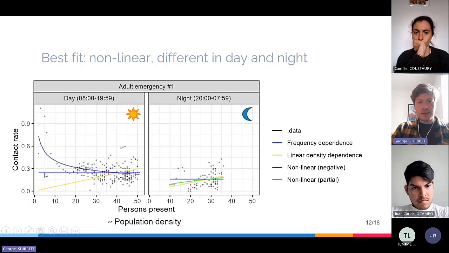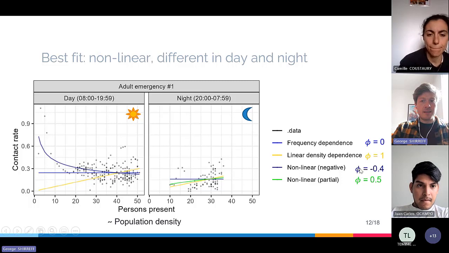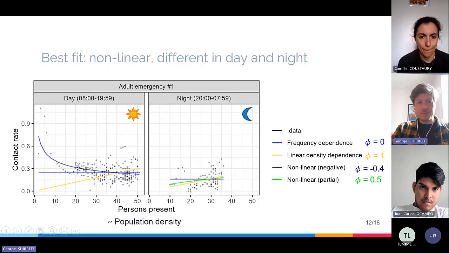So here you can see the frequency and density dependence. The frequency dependence is in blue, the flat line; the straight line is the linear density dependence; and this curved line is the non-linear model that we fit. And what we can see here is that the relationship with density for the day and the night time is different. When we estimate this phi value for the night time, it's negative, so we see this negative dependence on density, whereas during the daytime it's positive.